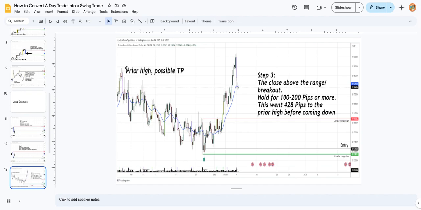So here's the prior high right here that you can aim for a possible take profit. Other prior highs, I mean, you could aim for this one, this one, this one, or even this one. That's up to you. I'm not going to tell you which ones you should shoot for. That's going to be your call.